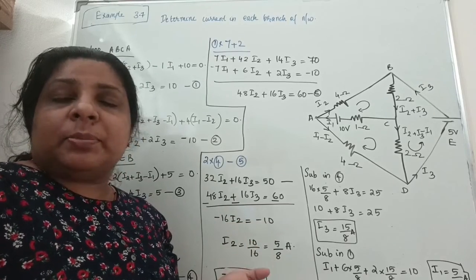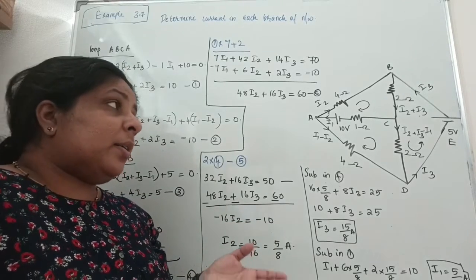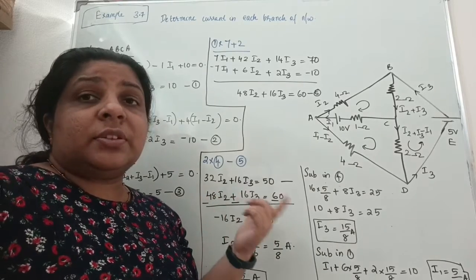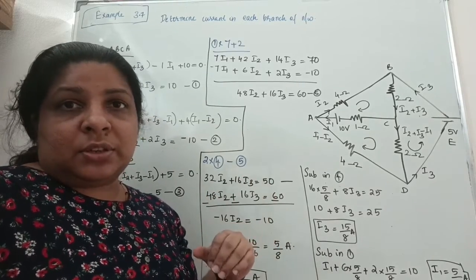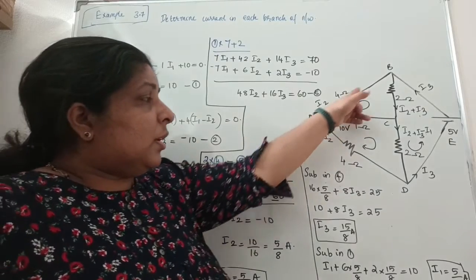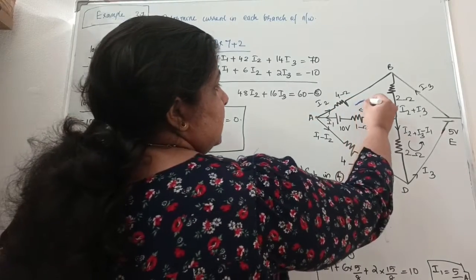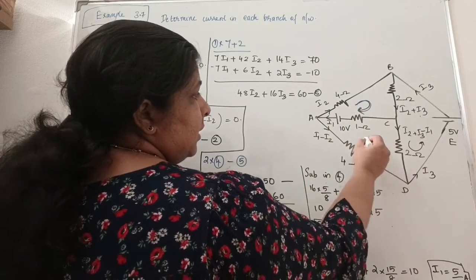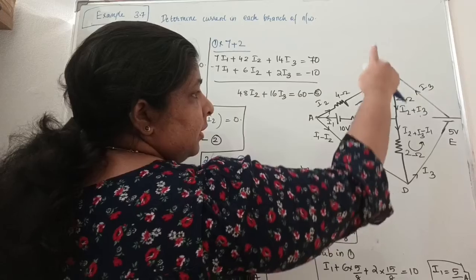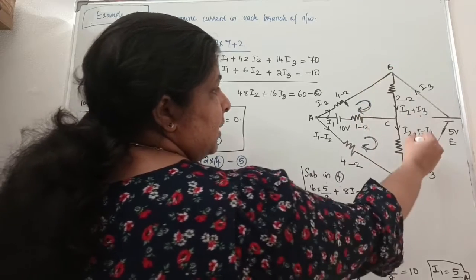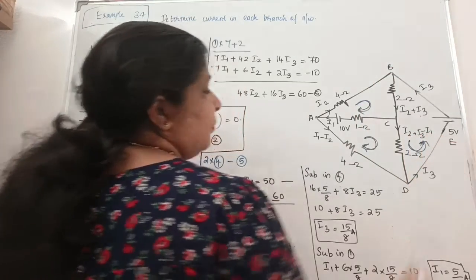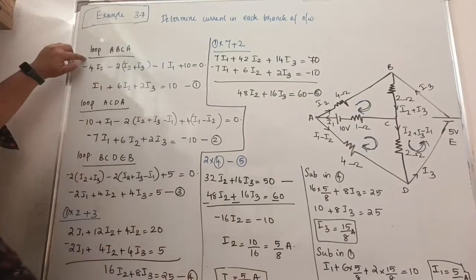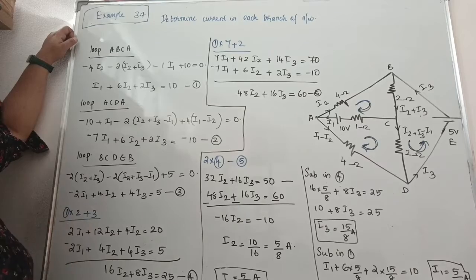Now we have to apply Kirchhoff's rules. There are three unknowns, I1, I2 and I3, so for solving three unknowns we need three equations. For finding three equations you can see three loops over here. This loop you can take A, B, C, A. Then A, C, D, A you can take. Then B, C, D, E, B. So first coming to the first loop, that is A, B, C, A. That is the first loop I have taken.